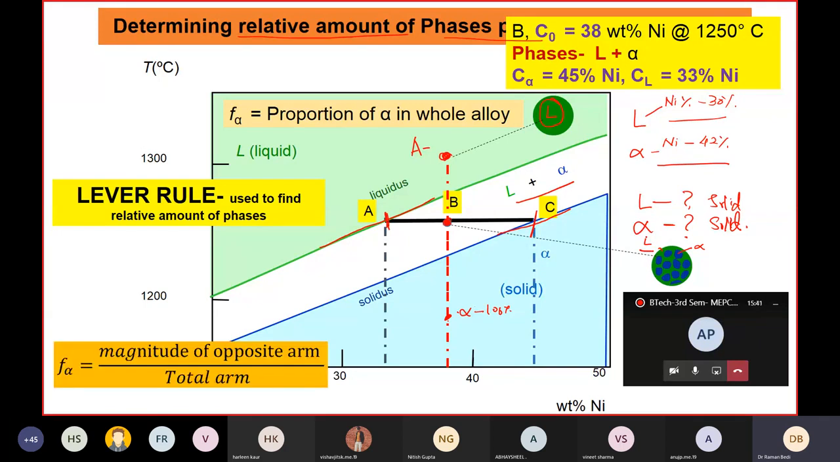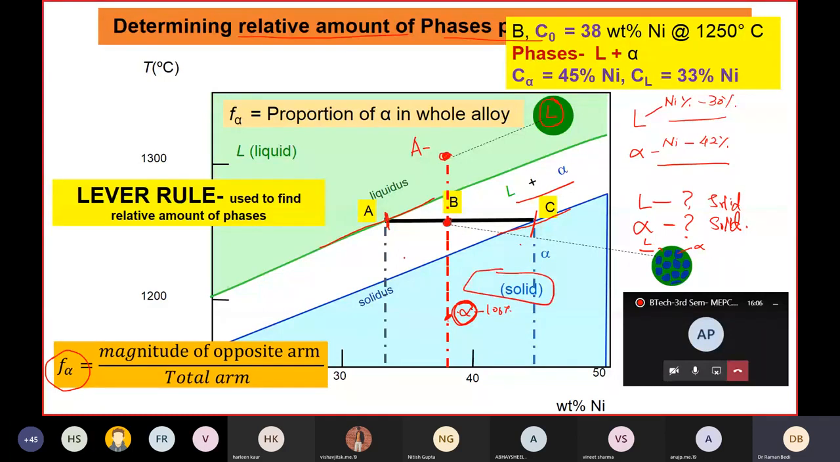So what we do here, if I want to find out F alpha, the composition or the relative amount of the alpha phase, which I'm writing here as F alpha, that is the fraction of alpha, fraction of solid. How do you find that? So the fraction of solid at point B is found as the solid phase is on the right side. You can see that this is the solid phase here.